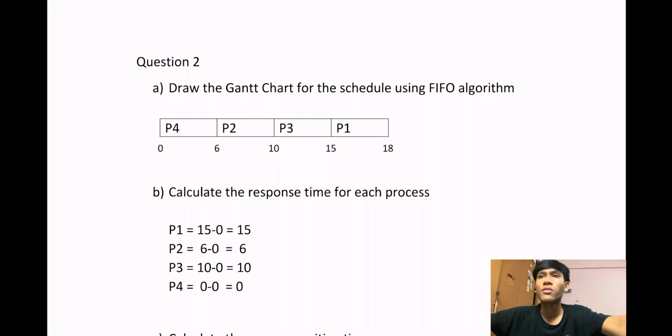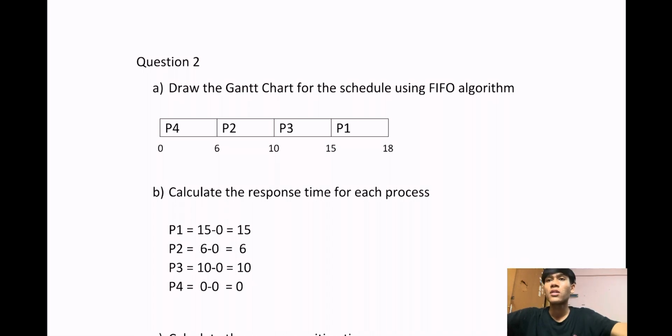A. The Gantt chart will be like this. It will be P4, P2, P3, P1. From P4, 0 to 6. And from P2, 6 to 10. And the P3, 10 to 15. And the P1, 15 to 18.